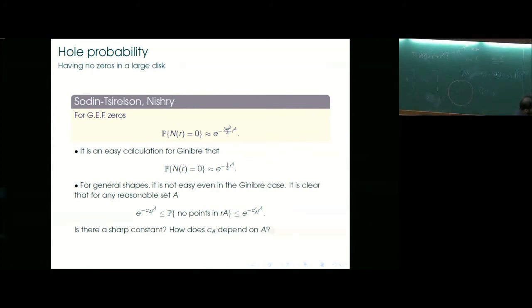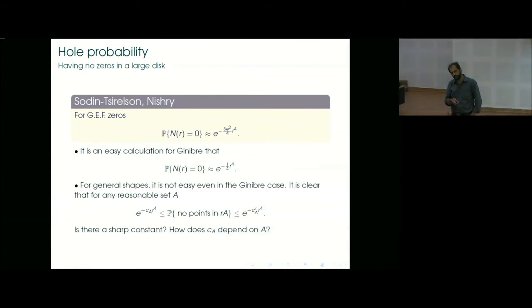It comes out as some product, and you can easily check that it decays like e to the minus 1/4 r to the 4, which is very interesting because for a Poisson process, the probability to have no points in a disk of radius r would decay like e to the minus r square. It would be exactly e to the minus r square. Here it is like e to the minus r to the 4, exceedingly unlikely.